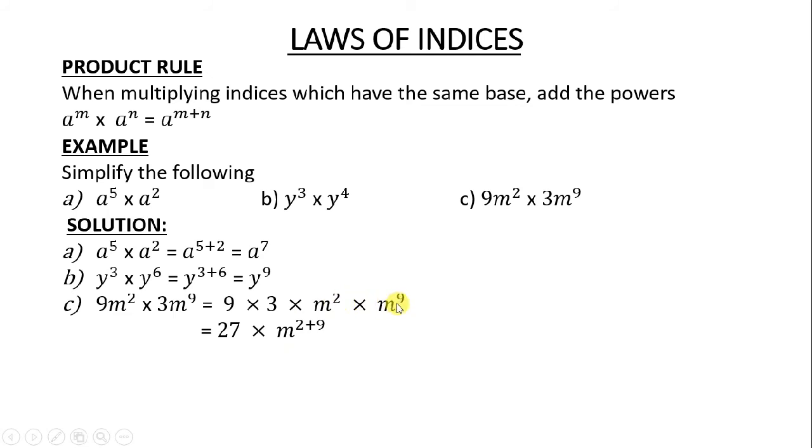Since those have the same base, what are we supposed to do? Add the powers. Our answer will be 27 times m. When we add 2 plus 9, what are we getting? 11. Our answer will be 27m to the power 11. I hope that one is clear.